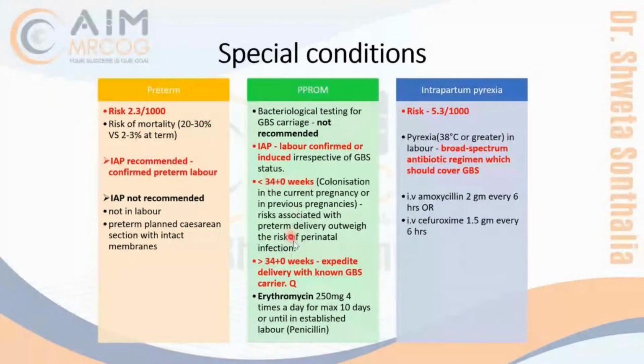And definitely anybody with PPROM, you are going to do the management of PPROM. So you will give them erythromycin. That is a PPROM management. That is different. So if I will give you a scenario of this, like if she's at 32 weeks and came with rupture of membrane, then you will choose this one. And you are doing conservative management and she's not in labor and you're not inducing. So you will not choose IAP. You will choose only this one.